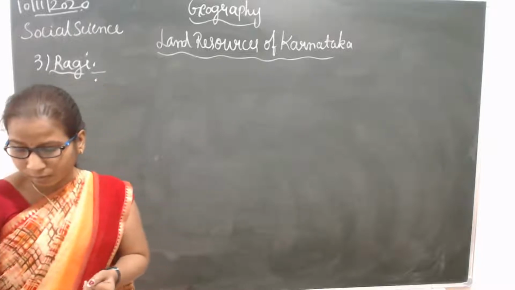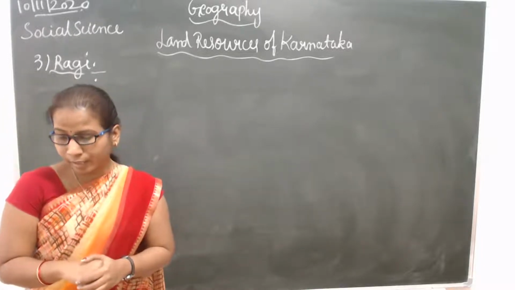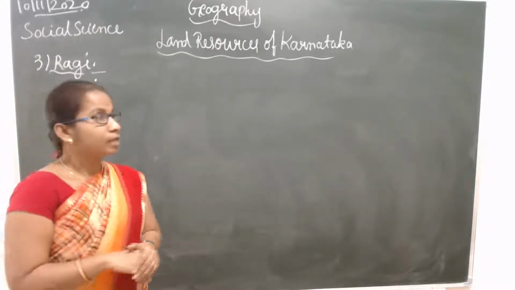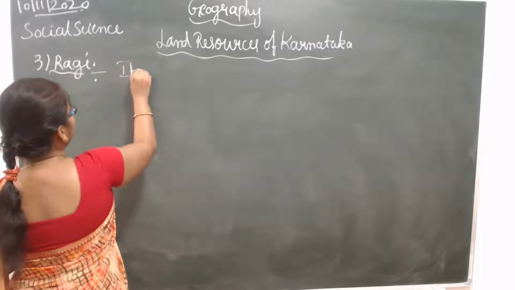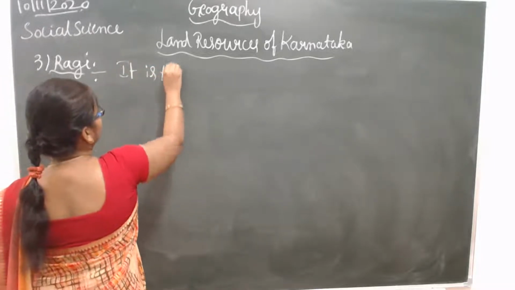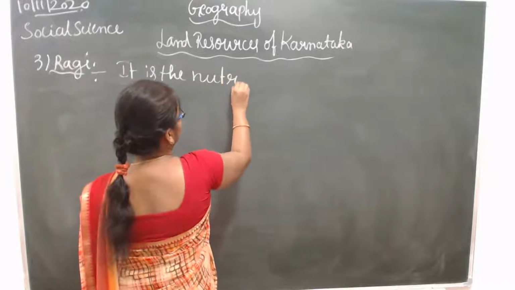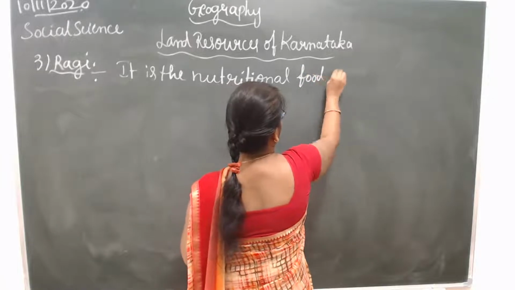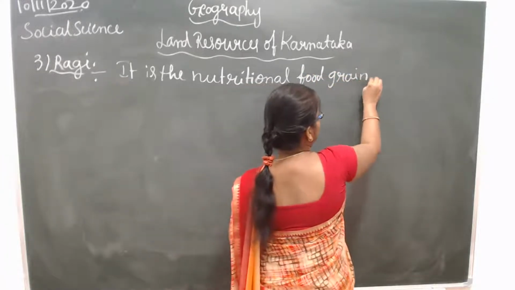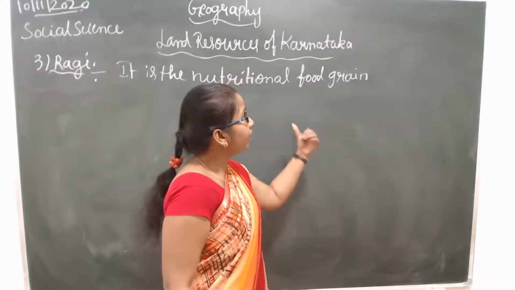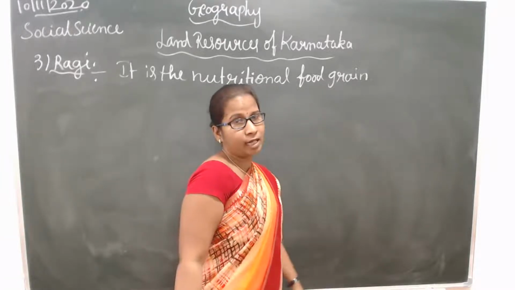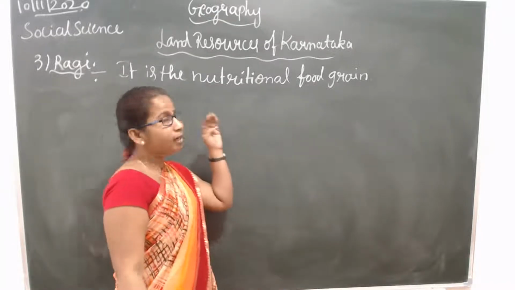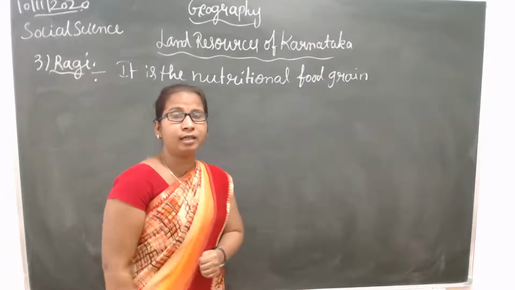So here this one crop is a nutritional food grade. And again here, like the jowar, we will have one more botanical name. It is given to whom? That is the third important crop of our Karnataka, that is ragi. What is the botanical name of our ragi?